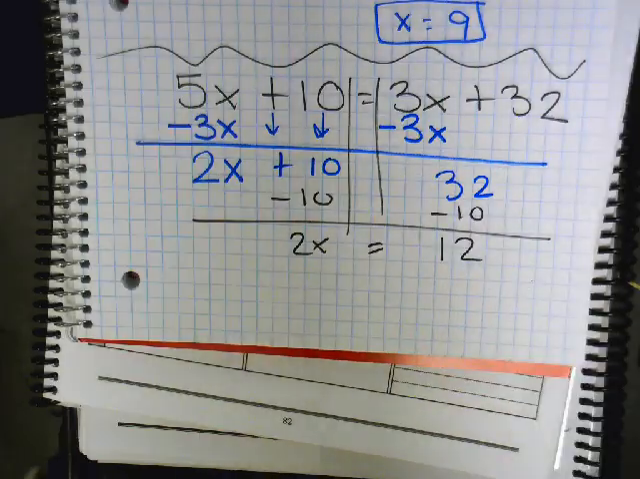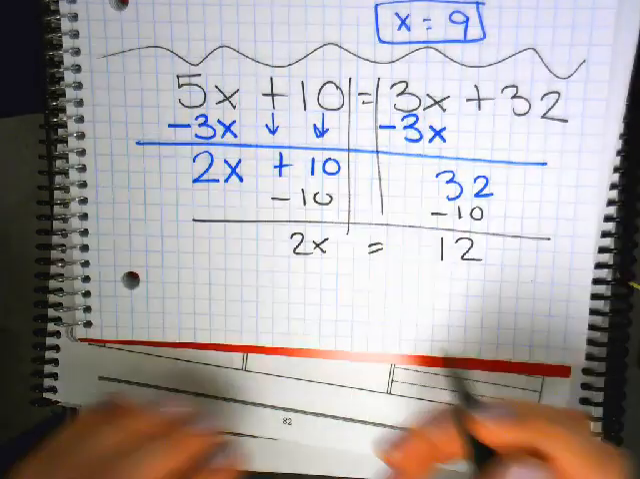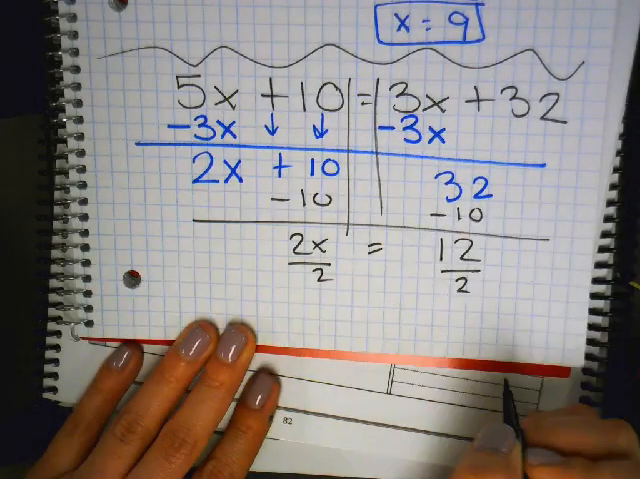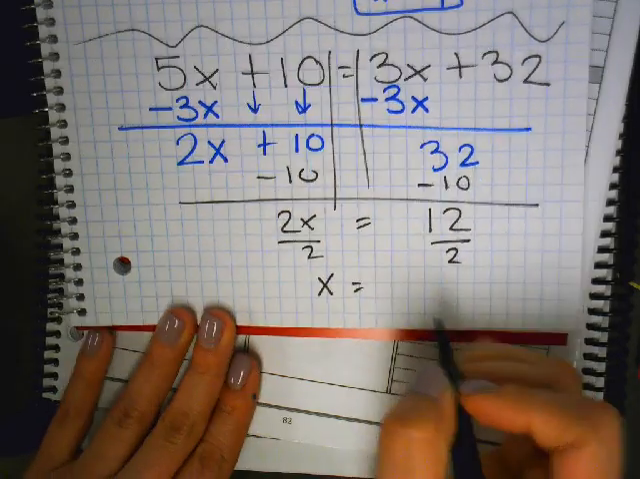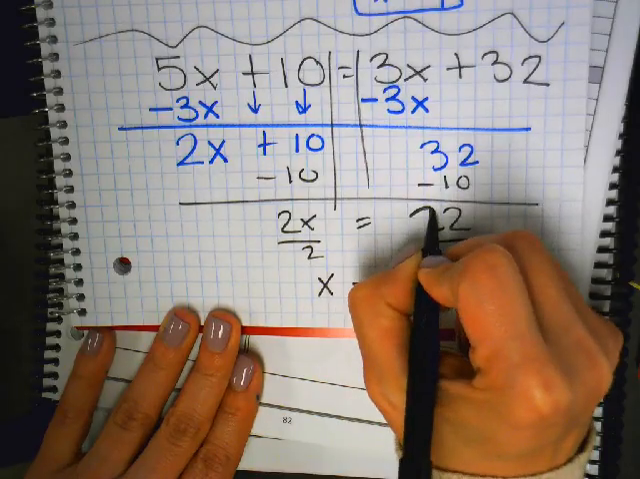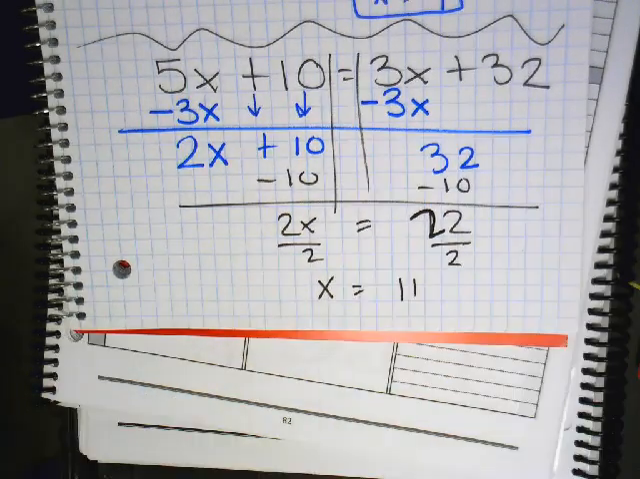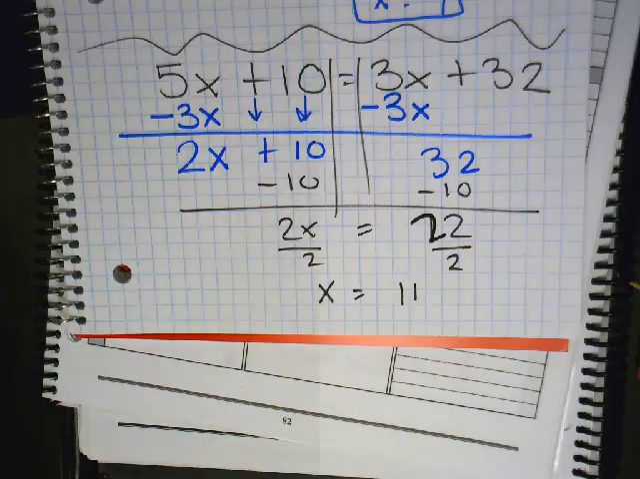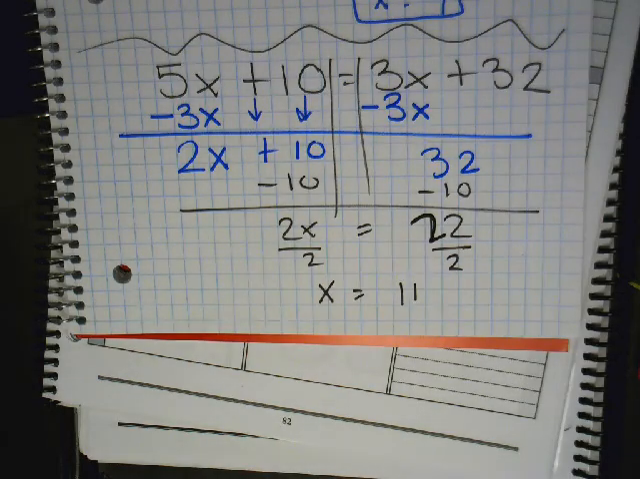What's my last step? Divide by 2. And what is x equal to? 11. Yeah, totally. I hope no one copied my mistake that I made right there. Easy. So the only new part is this part right here. That's it.